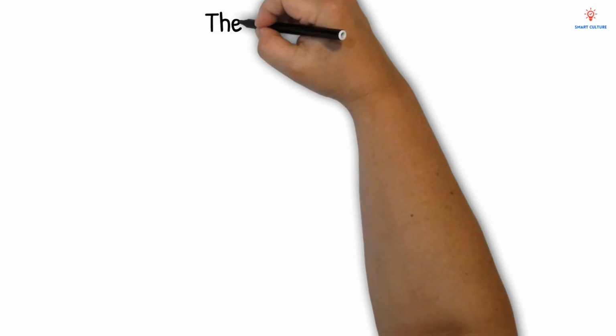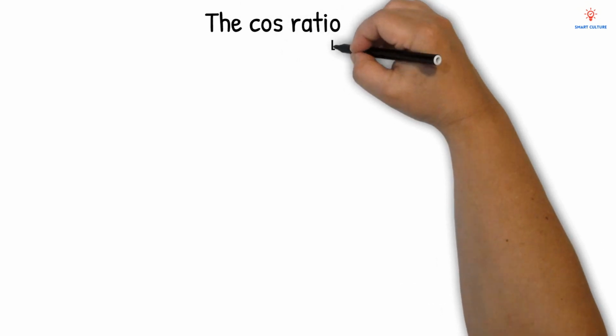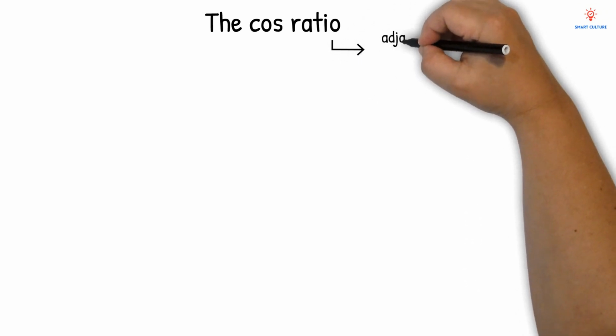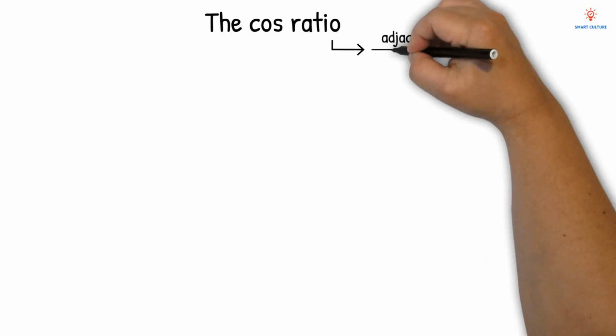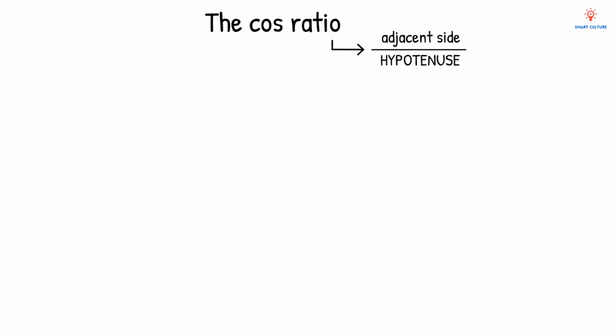Let's learn more about the cosine ratio. The cosine ratio, denoted as cos, relates an angle in a right triangle to the lengths of its adjacent side and its hypotenuse. So for a given angle theta, the cosine of theta will be the length of the adjacent side divided by the length of the hypotenuse. Remember, the adjacent side is the side that is next to the angle but is not the hypotenuse.